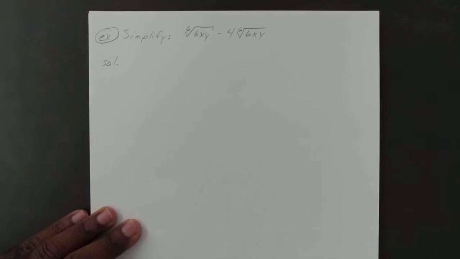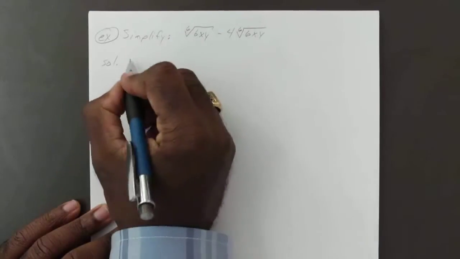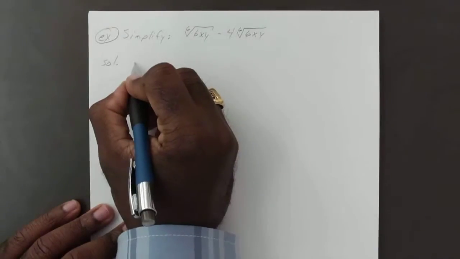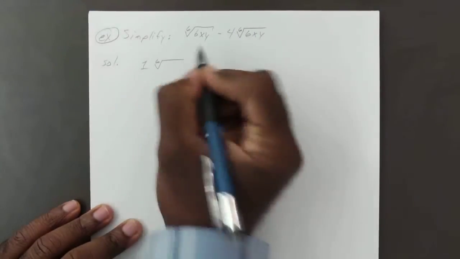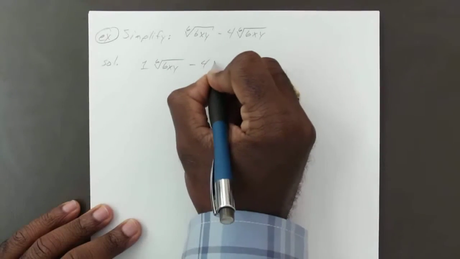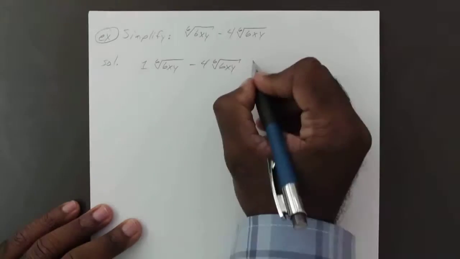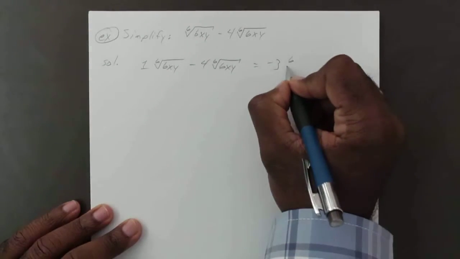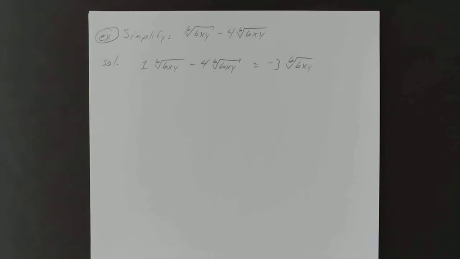Now with this one, if you notice, oh, actually they are the same. I thought I wrote down a different one. Never mind. This isn't the one you have to tweak. I'll show you the one you have to tweak a little later. 6th root of 6xy minus 4 times the 6th root of 6xy is just negative 3 times the 6th root of 6xy. So the one coming up is the one you're going to have to tweak a little bit.